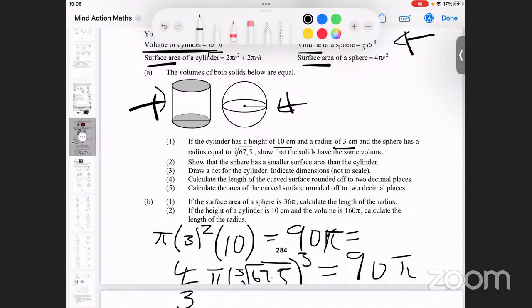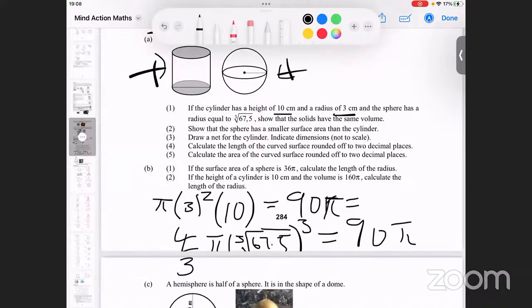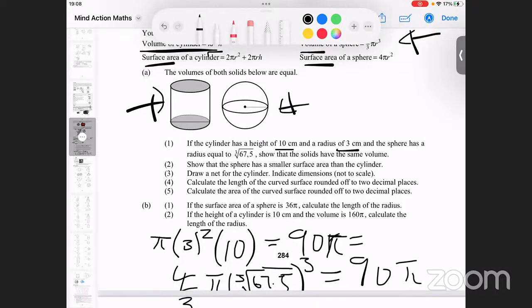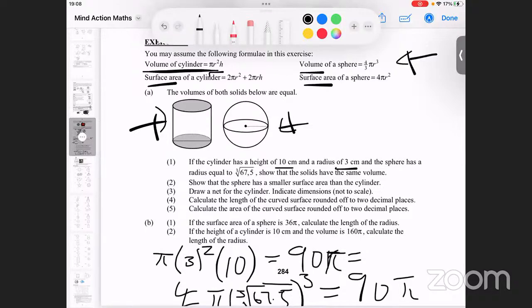Both the cylinder and the sphere have the same volume, 90 pi. Perfect. Now let's move to number 2. Number 2 says, show that the sphere has a smaller surface area than the cylinder. So they're saying, show that this one has a smaller surface area compared to this one. So now we're going to calculate the surface area of both, then we can compare after.